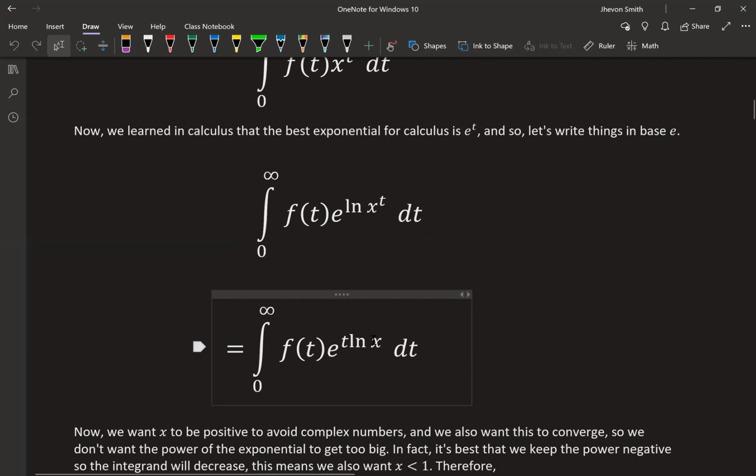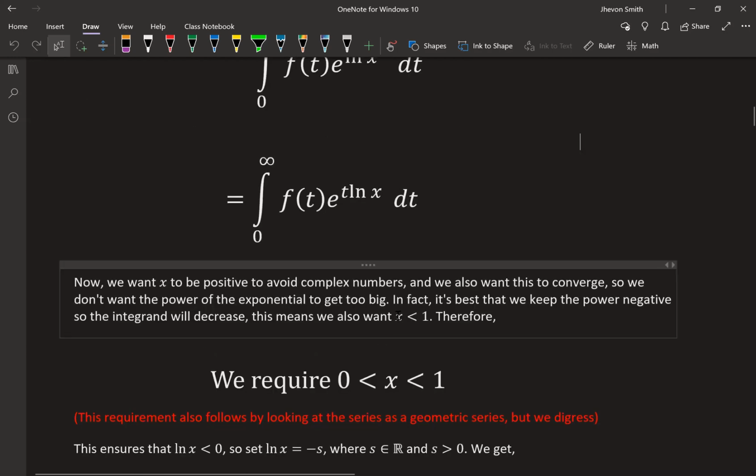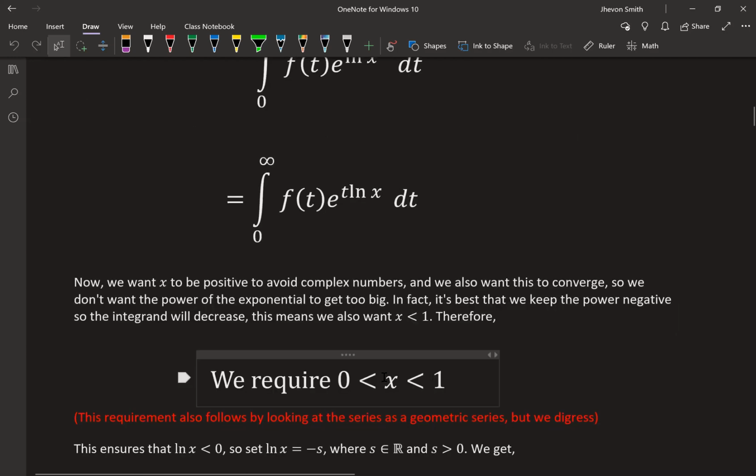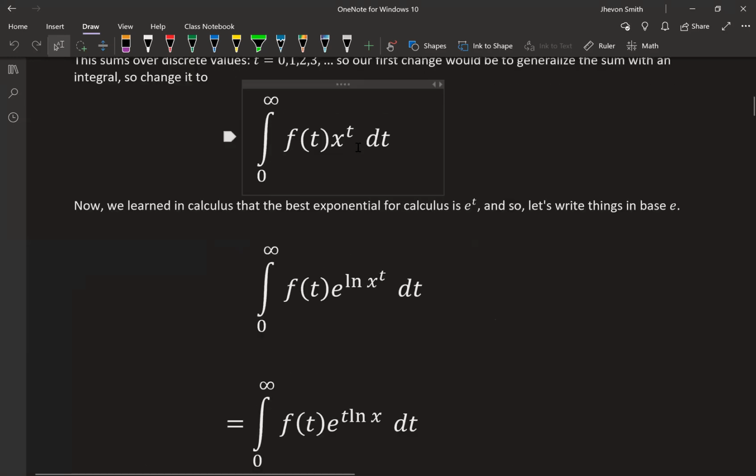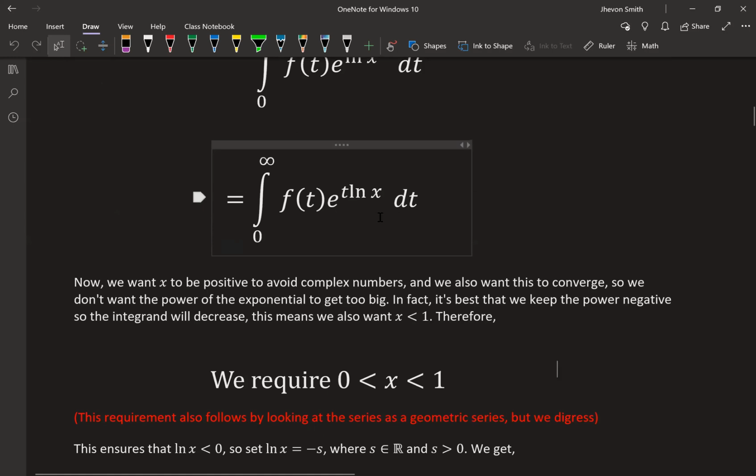And so to do that, all I need to do is make sure that my ln x is a negative number, which also gives me the criteria that x should be less than 1. So I know I want my x to be greater than 0 but less than 1. I want it to be greater than 0 to avoid complex numbers, and I want it to be less than 1 to ensure that my ln x is negative, so now I have e to a negative power. So this part of the function is decreasing, and hopefully this integral will converge because of that. Now there are other ways that you can come by this kind of generalization by looking at this formula as a geometric series with base x, but I digress.